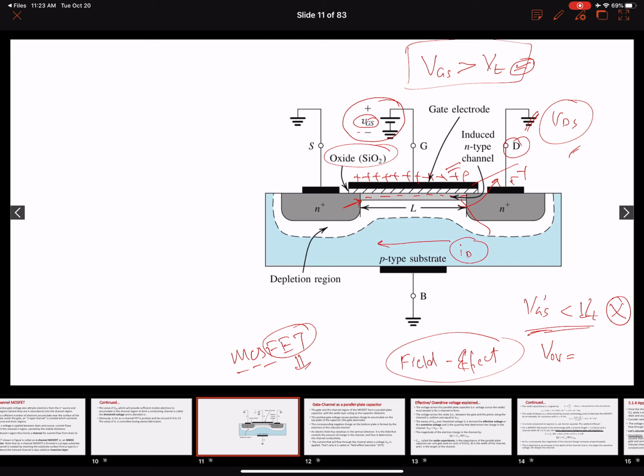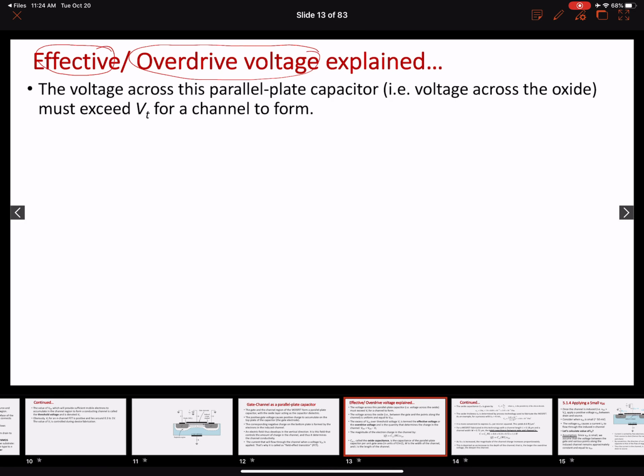Once the VGS, the input voltage to the gate terminal, reaches the VT, the process of creating a channel will start. As we increase VGS more and more, it will accumulate more and more charges, thereby increasing the conductivity of the channel. So VOV, this overdrive voltage, can be defined as the gate to source voltage minus the threshold voltage: VOV = VGS - VT. In other words, this is the extra voltage beyond the threshold voltage that we are applying to the gate terminal. Increasing that overdrive voltage will increase the charge accumulation and in turn the conductivity of the channel. We are going to derive specific relationships for that.